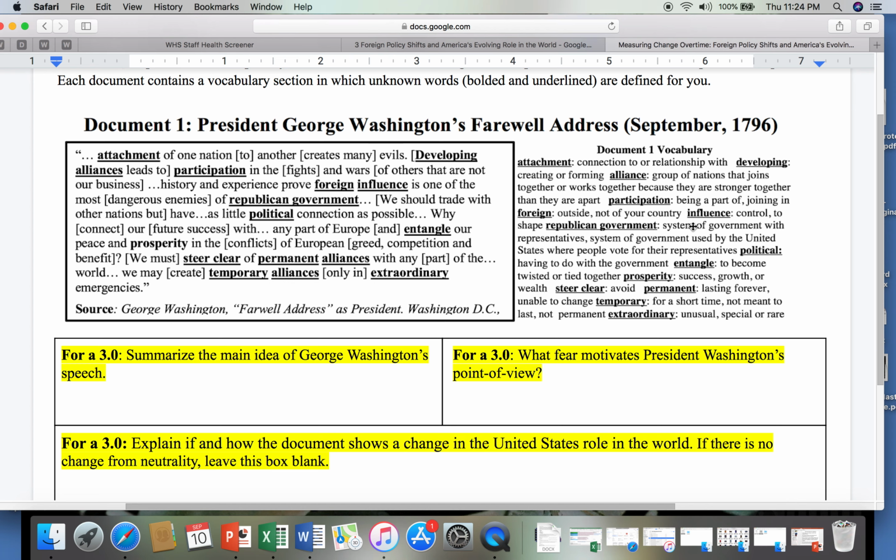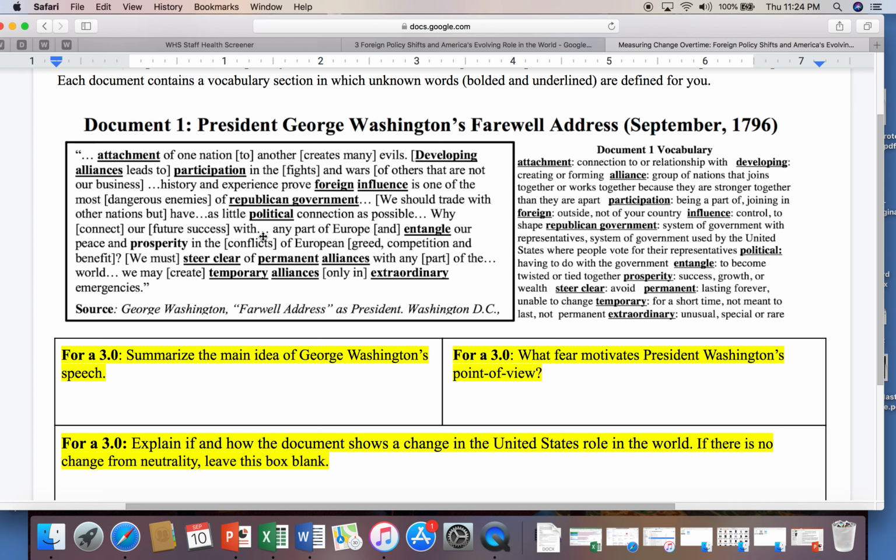Republican government, if we look over here, is the system of government with representatives and the system of government used by the United States where people vote for representatives. So outside sort of control is dangerous to our kind of government, is basically what he's saying. He says that we should trade with other nations, but have as little political connection as possible. Political, according to the chart over here, says having to do with government. So we need to be as little involved with other governments as possible.